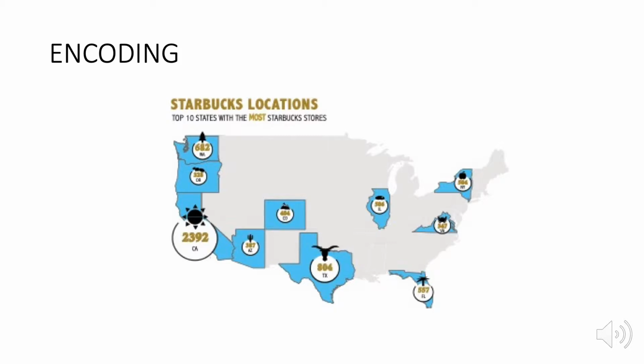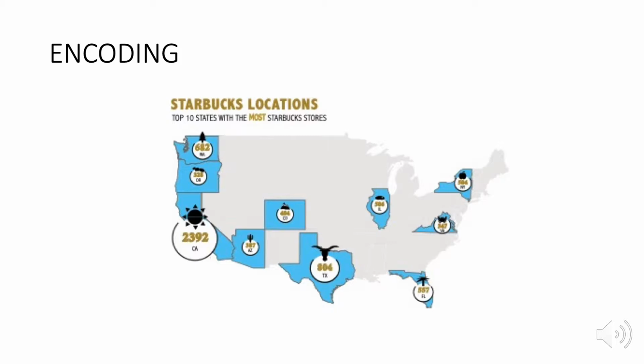I adjusted the size of the circular icons and text to show which of the 10 highlighted states had the highest number of stores. States with less stores had smaller icons and text, whereas states with more stores had larger icons and text. This allows the viewer to compare the number of stores across states and also see which of the top 10 states had the most and least number of stores overall.